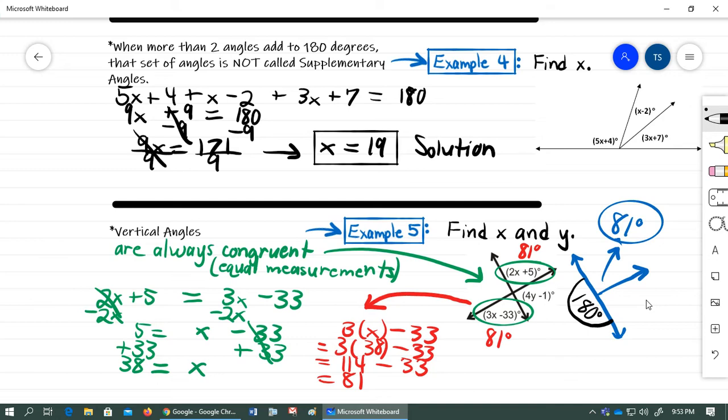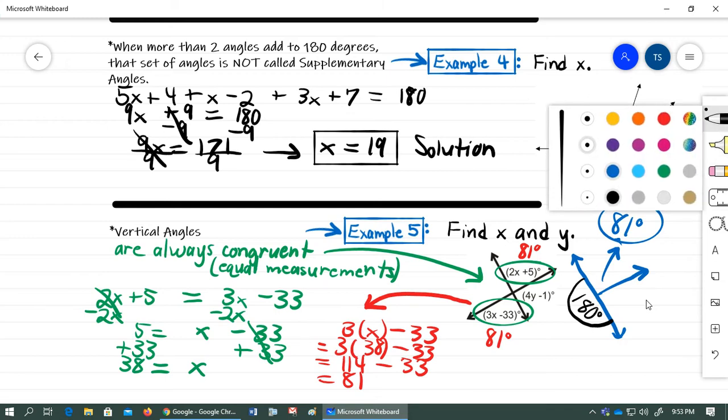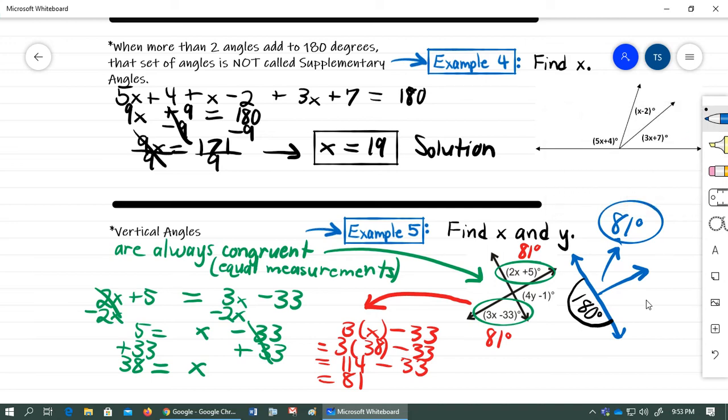If the total measurement there has to be 180 degrees, and we know a part of that is 81 degrees, then all we've got to do is figure out what plus 81 is going to give us 180 degrees. For some of us, that might be a little difficult, so you can use your angle addition postulate to do that. Since we are trying to find what y is, the measurement for this angle was given to us as 4y minus 1 degrees. So we've got 81 degrees and 4y minus 1 degrees.